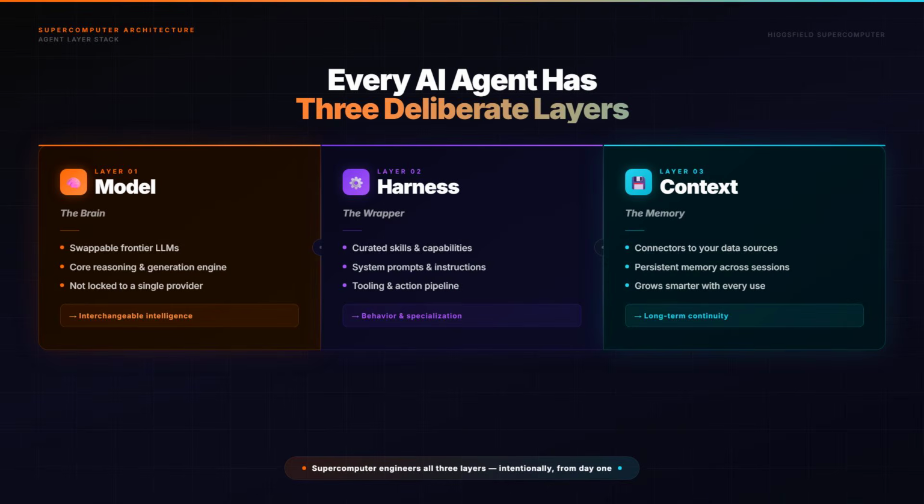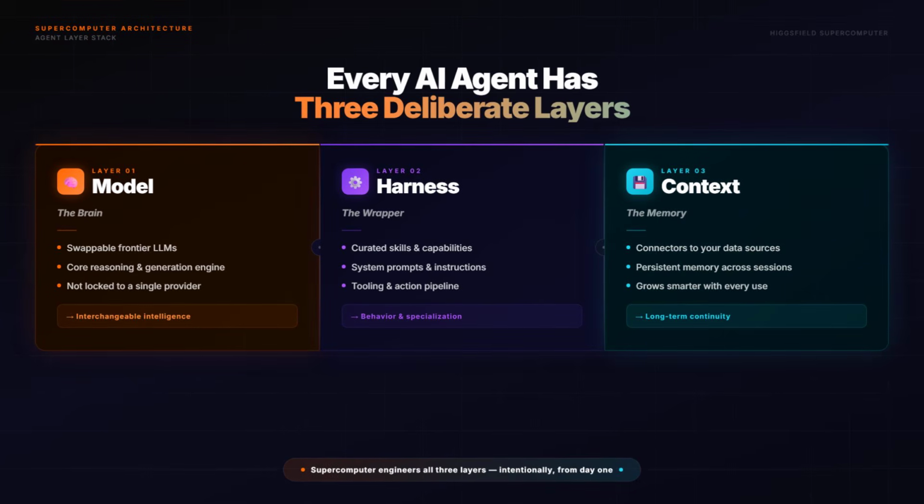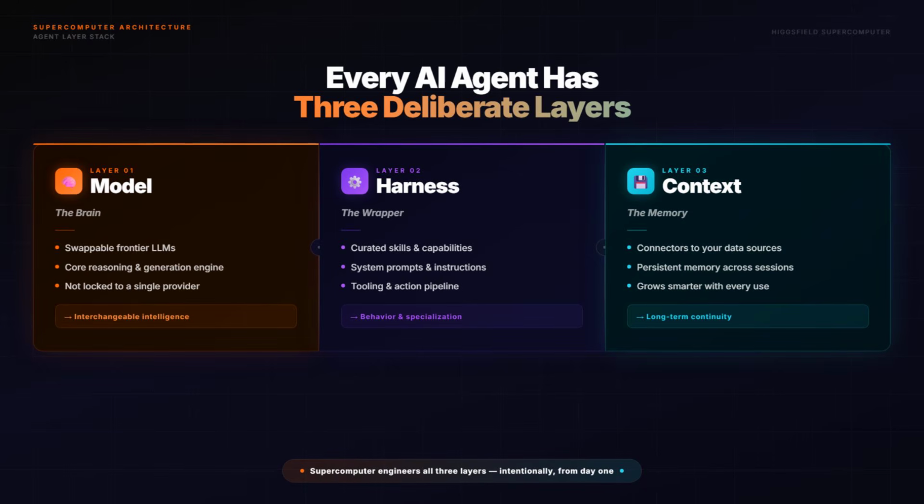So let's break down what's actually happening under the hood. Every AI agent has 3 layers. The model, that's the brain. The harness, the wrapper of skills and tooling around it. And context, memory that persists between sessions. Supercomputer builds all 3 on purpose.